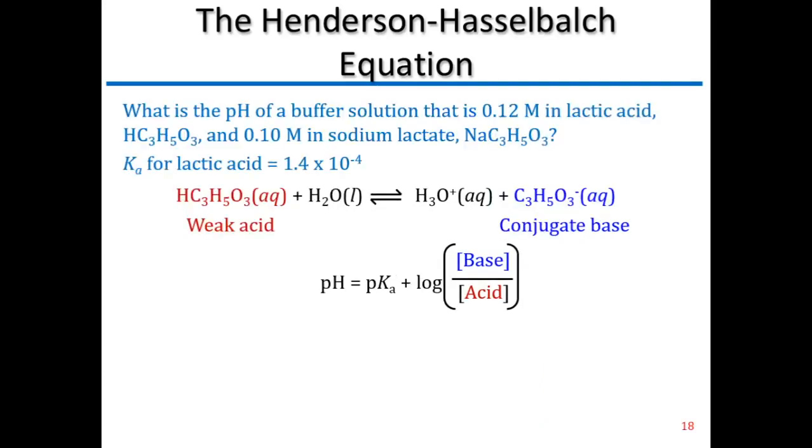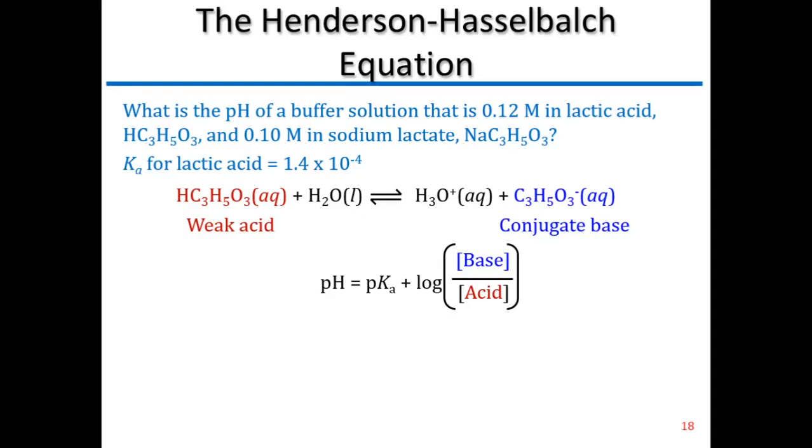What this allows us to do is something like this. So we can answer this question. We want to know, what is the pH of a buffer solution that is 0.12 molar in lactic acid and 0.1 molar in sodium lactate? So we have our acid-base pair, a weak acid and its conjugate base, and it's asking us, what is the pH?